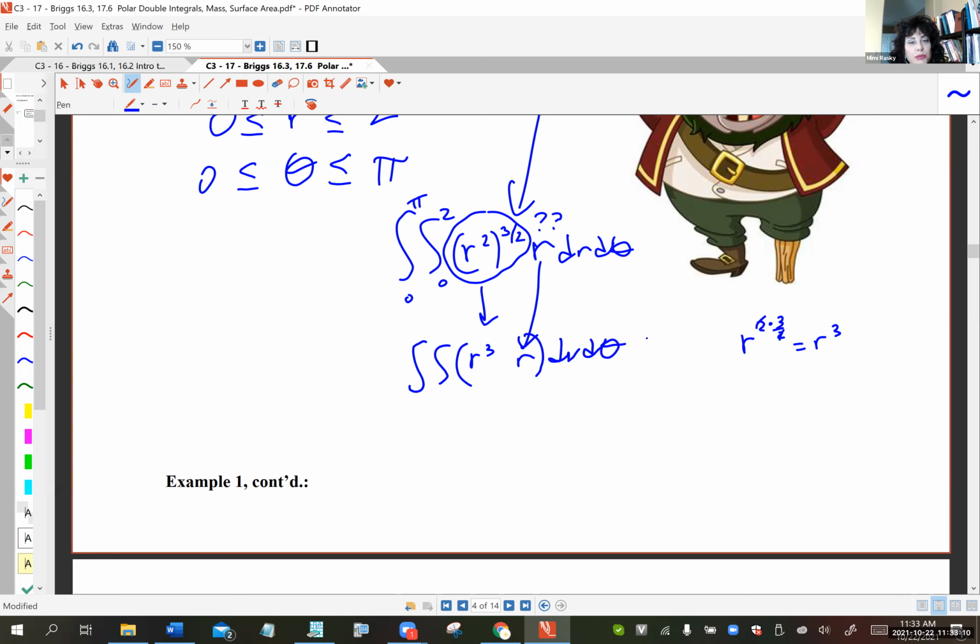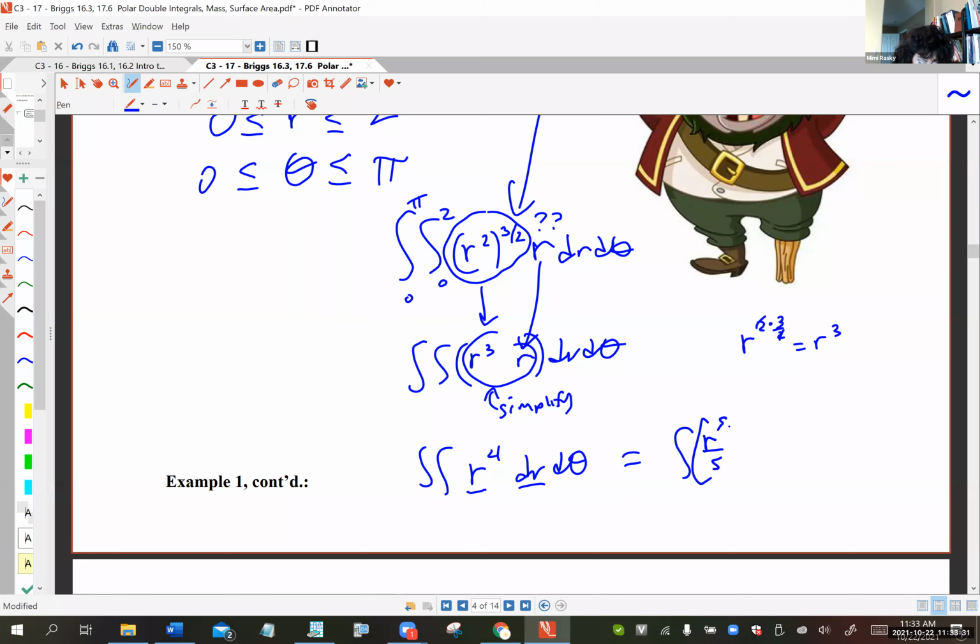And yes, you need to multiply all your factors of r together to get a single power of r before you're allowed to integrate. So r cubed times r is pretty easy. That's r to the 4th. Now we can integrate. Okay, great. What is the integral of r to the 4th with respect to r? Well, r to the 5th over 5, and we'll evaluate that going from 0 to 2.